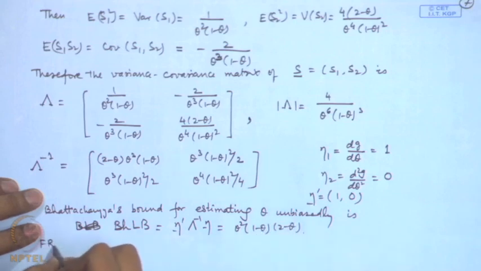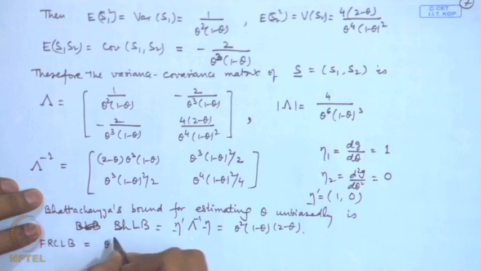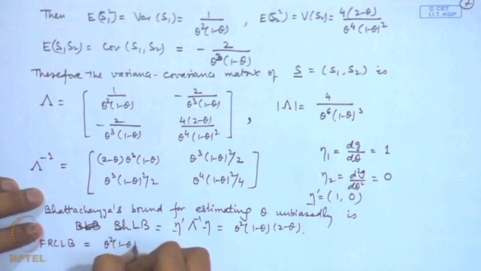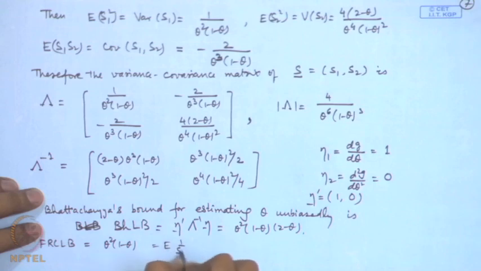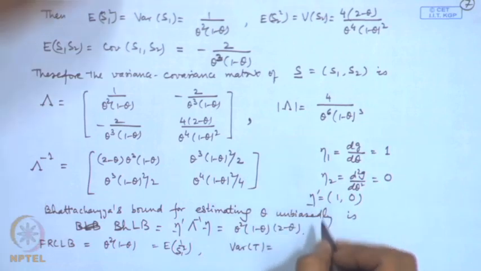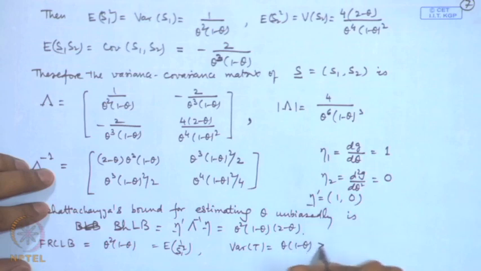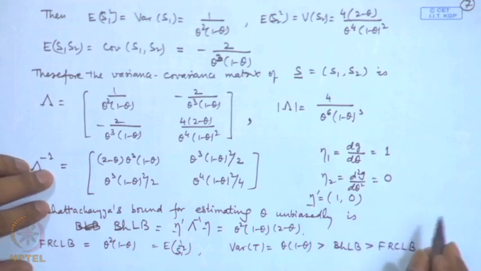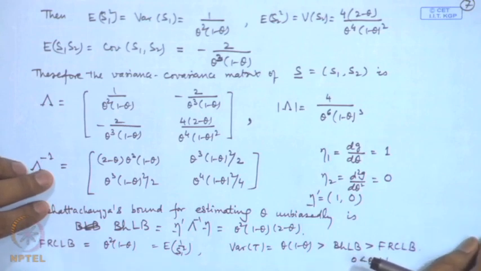What was the FRC lower bound here? That was theta square into (1 - theta), that is 1 by expectation of S1 square here. And what is the variance of T? Variance of the unbiased estimator T was theta into (1 - theta). So, it is greater than the Bhattacharya lower bound, and that is greater than the FRC lower bound for theta lying between 0 and 1.